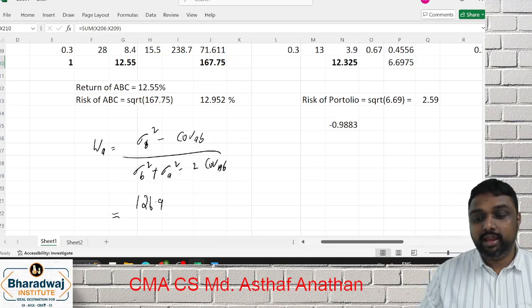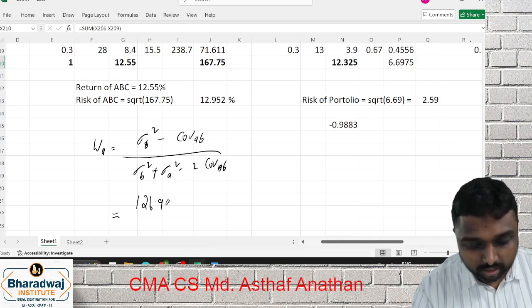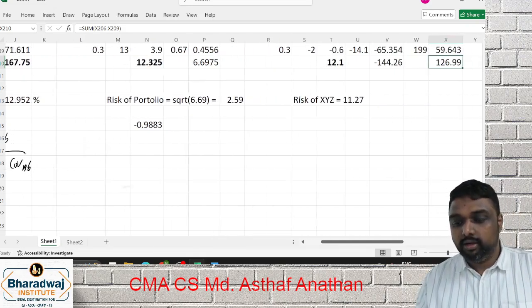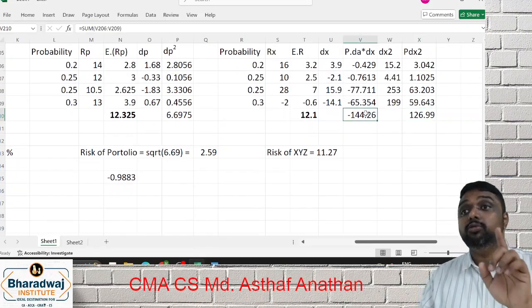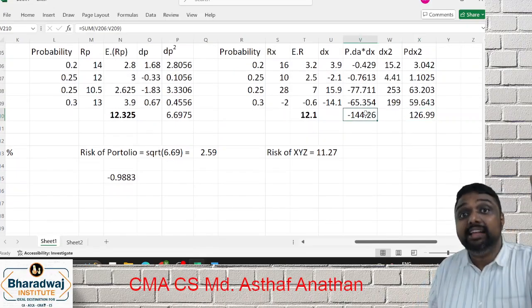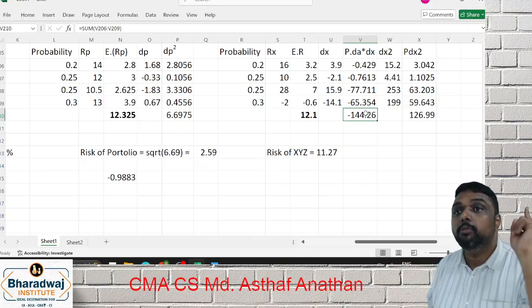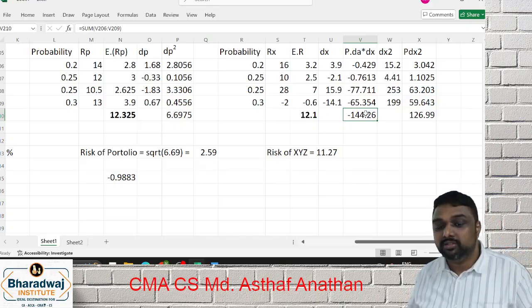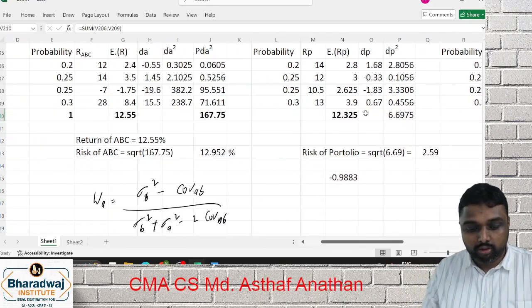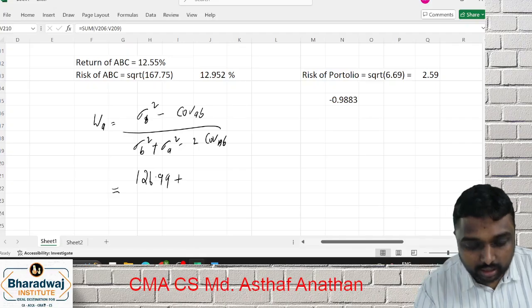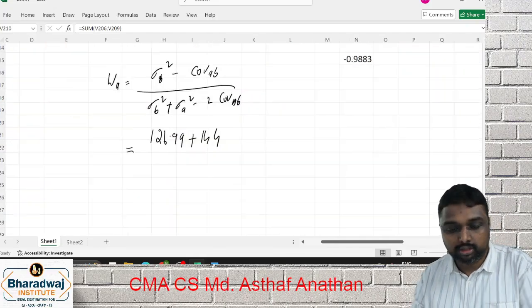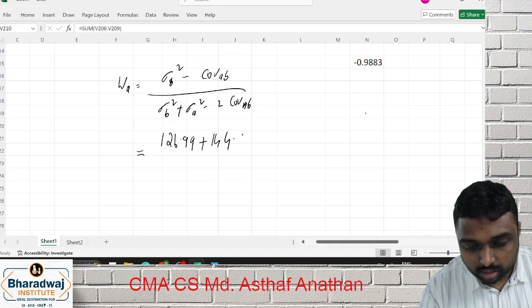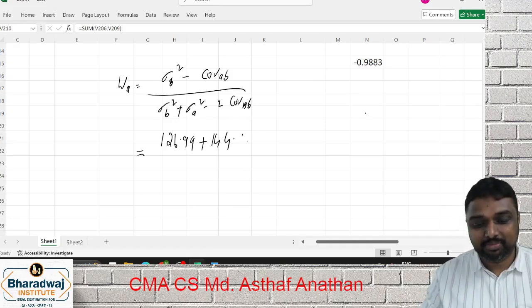126.99 minus covariance. What is the covariance? See, here we are getting covariance of minus 144. Minus will become what? Plus. So you will get what? Plus 144.26. Then again the step starts.